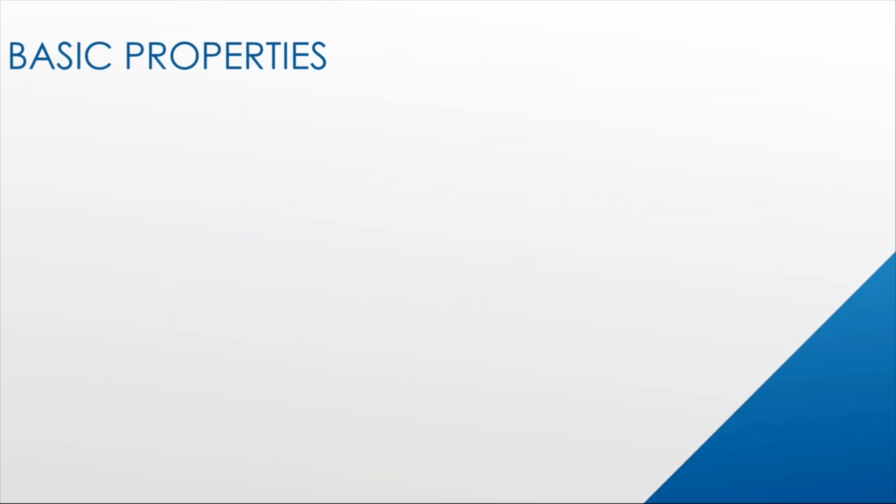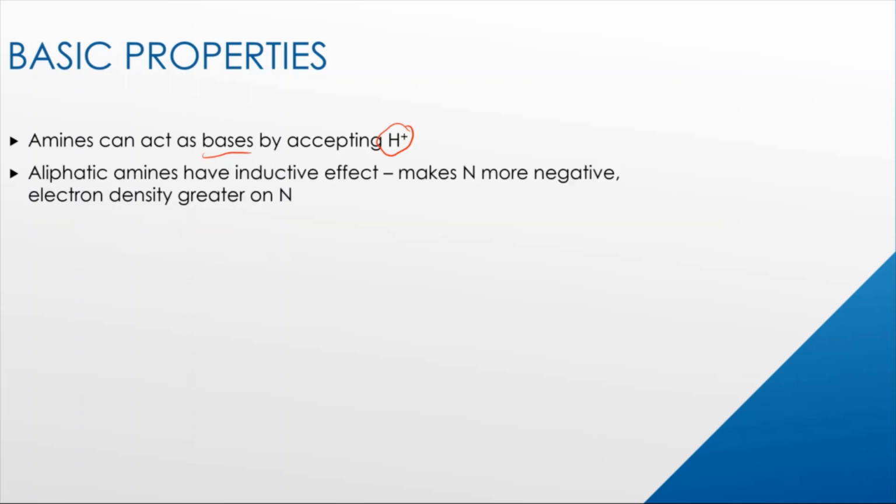Okay, so now looking at the basic properties of amines. Amines can act as bases by accepting H+. This is simply because they have a lone pair of electrons which can attract H+. So aliphatic amines have an inductive effect. What this inductive effect does is it makes the nitrogen a little bit more negative, and it just means the electron density will be greater on the nitrogen.